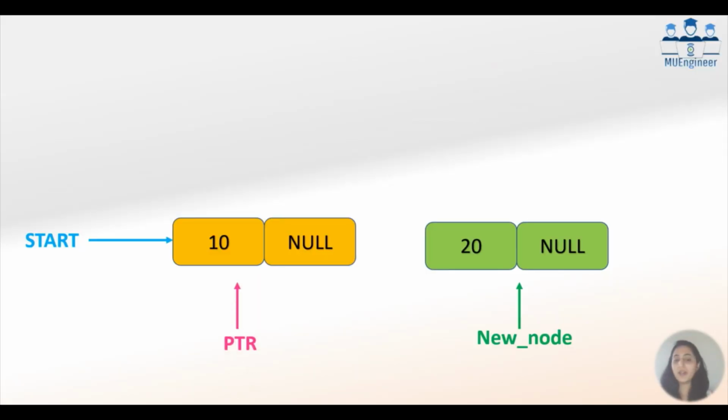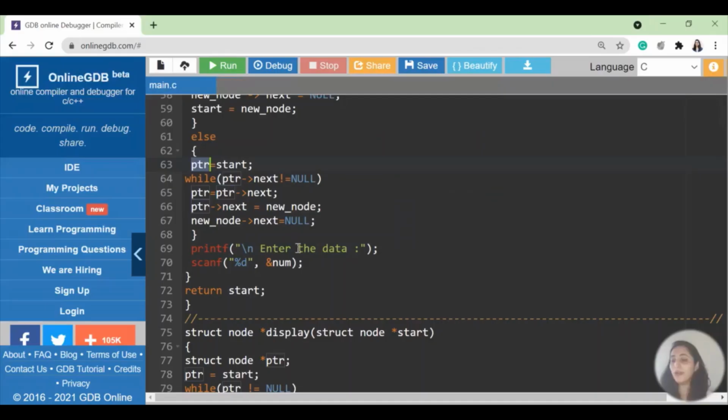So now let's see who is ptr. ptr is also holding the address of the first node, that's why ptr and start both are pointing to the first node. Whenever I say ptr is equal to start, that means ptr starts pointing to the first node. Are you clear with the first line?